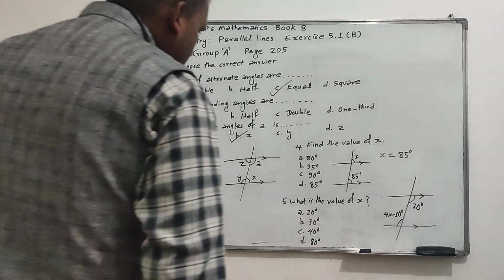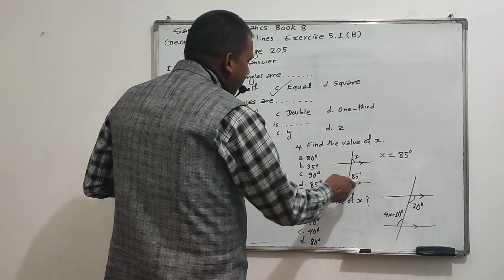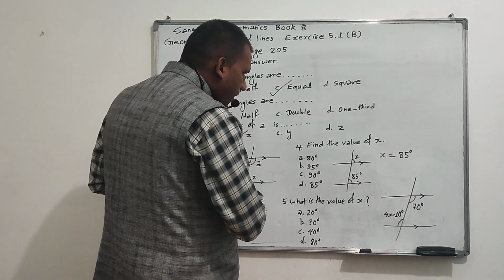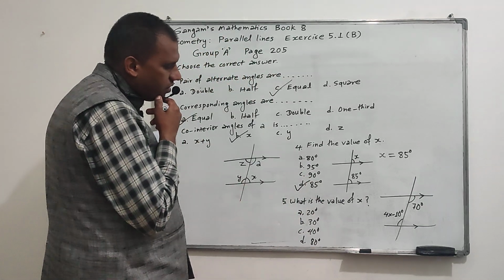Okay students, question number 4. Find the value of x in the figure. x and 85 degree are corresponding angles. So the value of x is 85 degree. So option D is the correct answer.